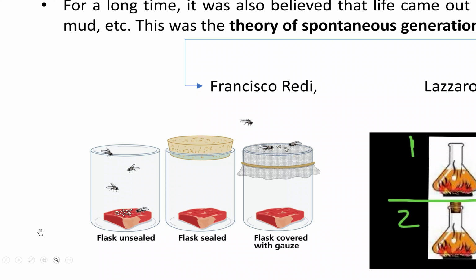So maggots are something new, some new life originating. It shows that if this piece of meat is not in contact with the air, then there is no spontaneous generation of maggots. So for the maggots to arrive on the piece of meat, it has to be in contact with the outside environment.